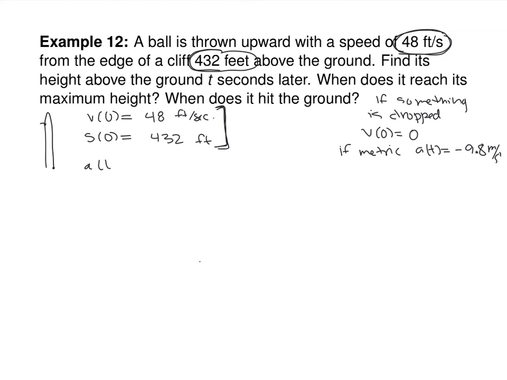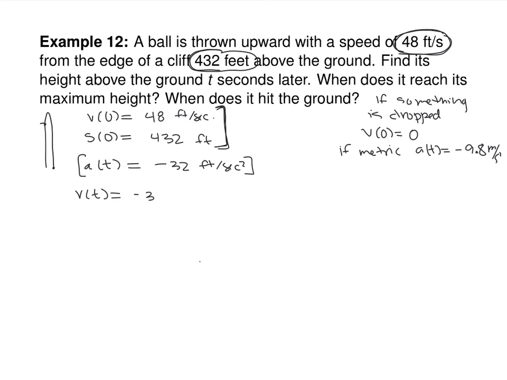Here, because we're in the feet world, it's negative 32 feet per second squared. So we're going to use that acceleration due to gravity, and that's the function you begin with. Now given that, can you go backwards and find the velocity equation? What's v of t going to be?